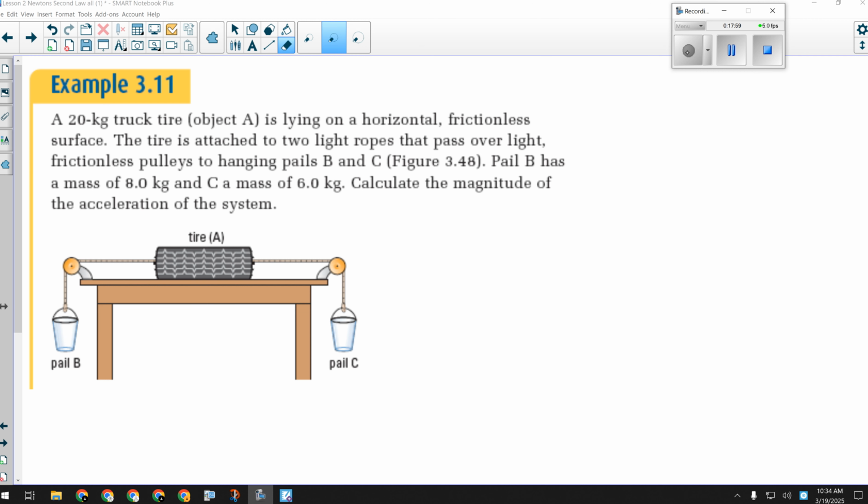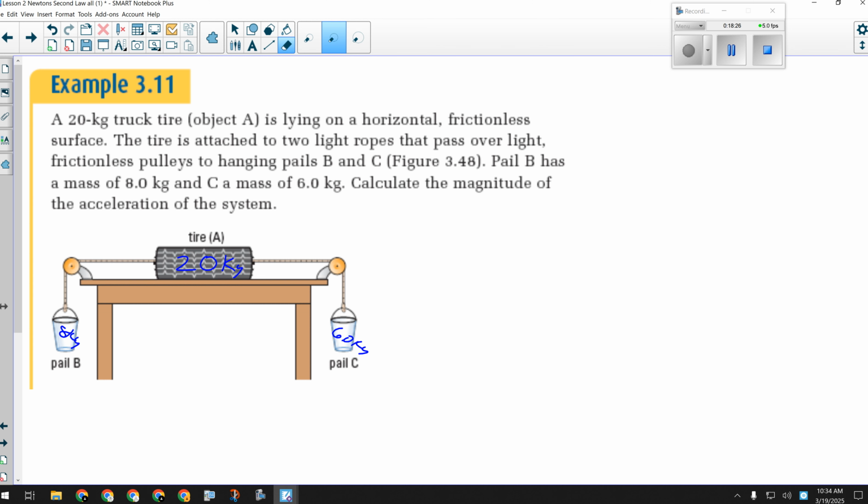So in this question they tell us we've got the two pails, and they give us the masses of the two pails. The truck tire is 20 kilograms. The first pail, pail B, is 8 kilograms, and this one is 6 kilograms. The table is somehow frictionless. We just say lots of things are frictionless because it's easier.